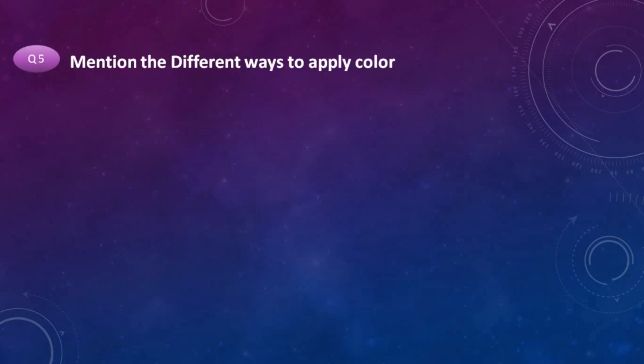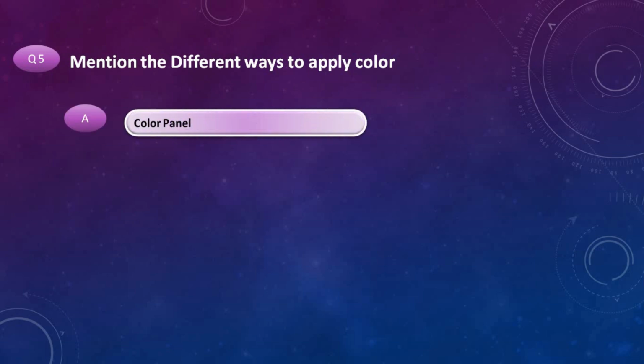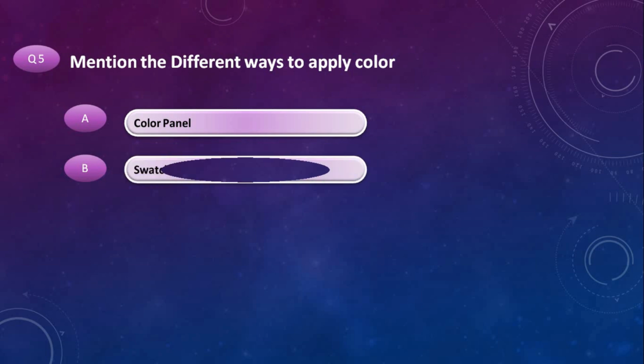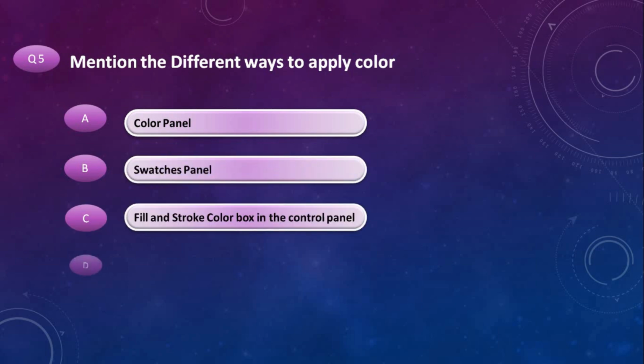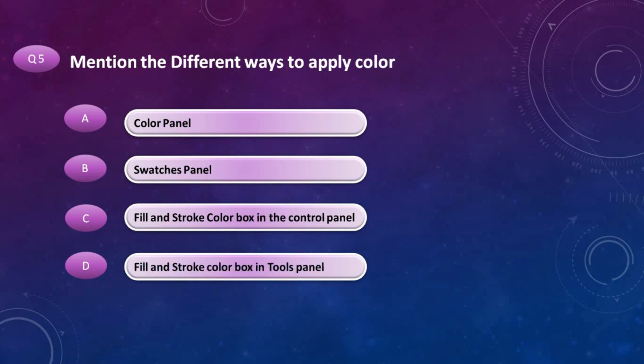The next one, mention different ways to apply color. You can apply colors through color panel, swatches panel, fill and stroke color box in the control panel, and fill and stroke color box in the tools panel.